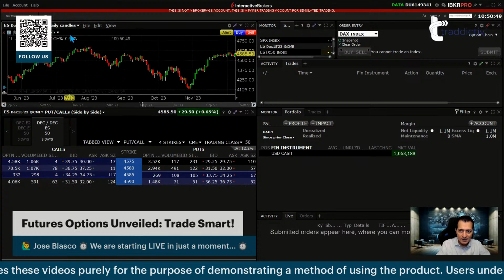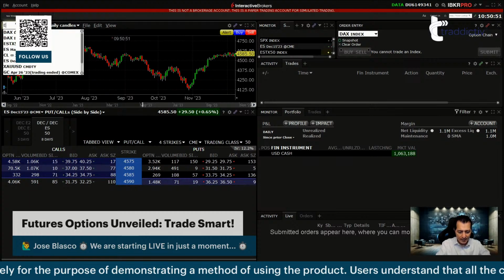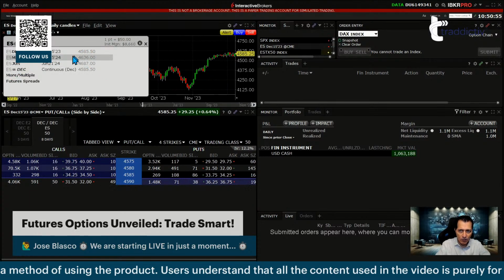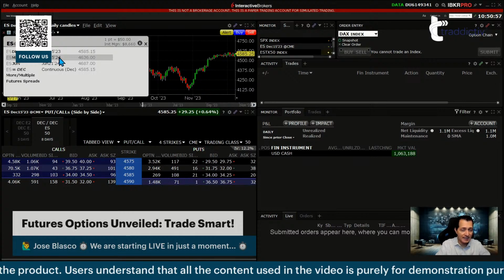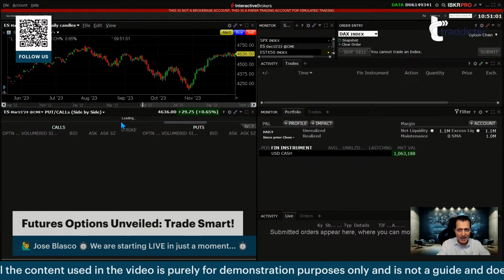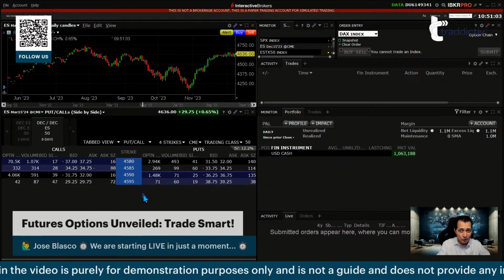So what happens if instead of loading the December expiration as I did before, what happens if I load the March expiration and I use March futures as my underlying asset? Well, now what's going to happen is that a different option chain is going to load.